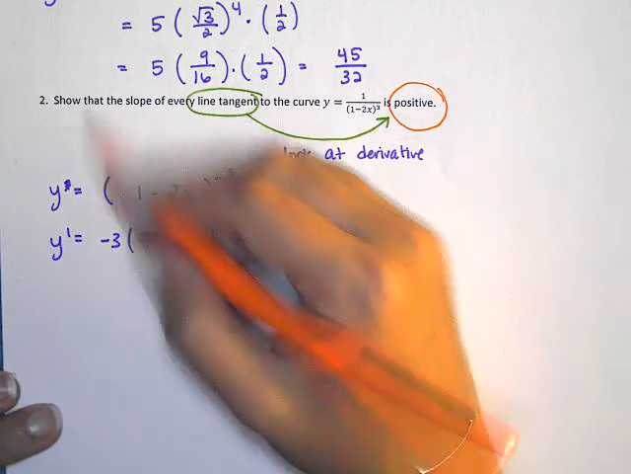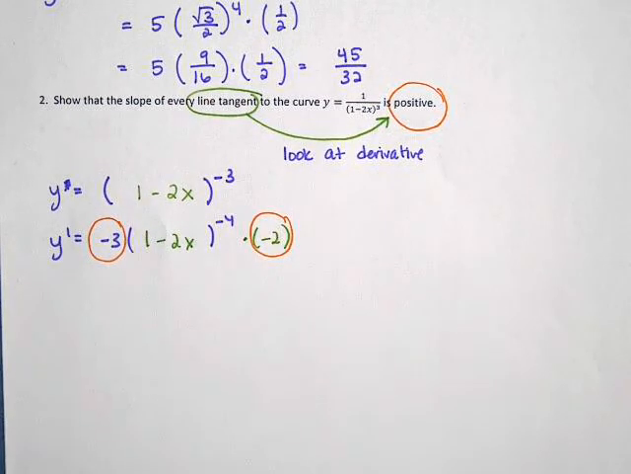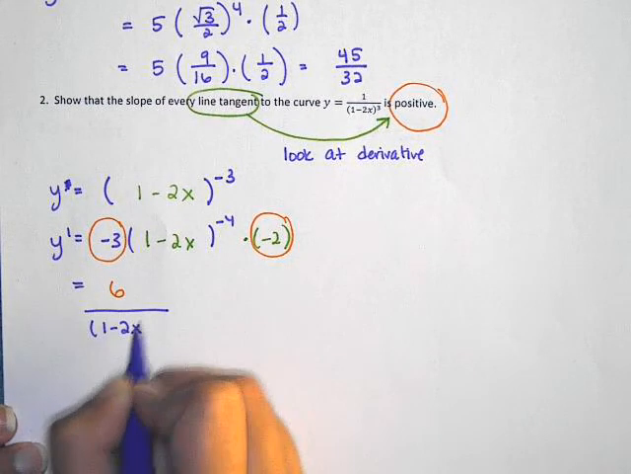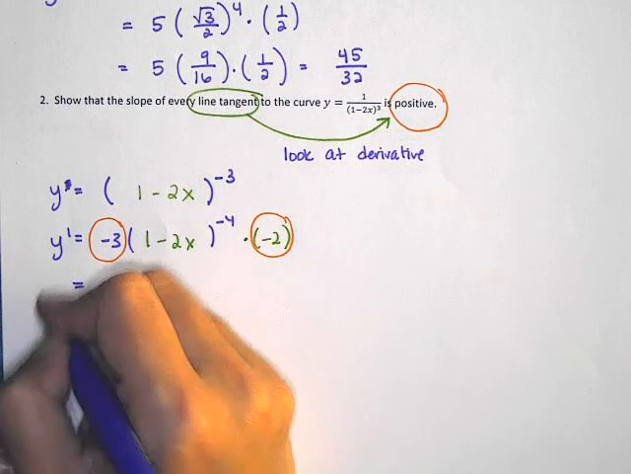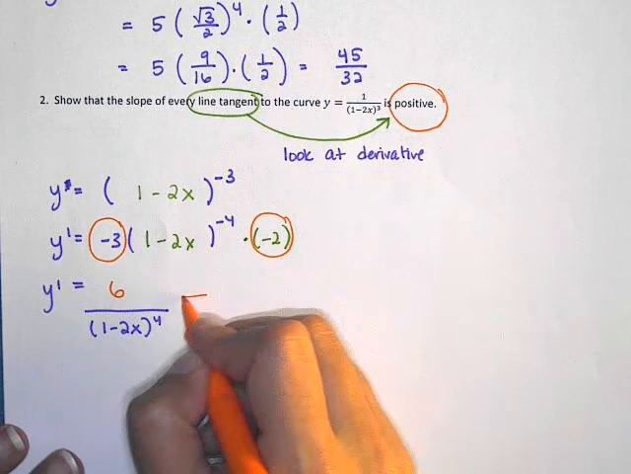If I simplify this, negative 3 times negative 2 would be positive 6. And I'm going to go ahead and relocate the 1 minus 2x to the 4th power back to the bottom. Now let's think about this for a second. A 6 is always positive.